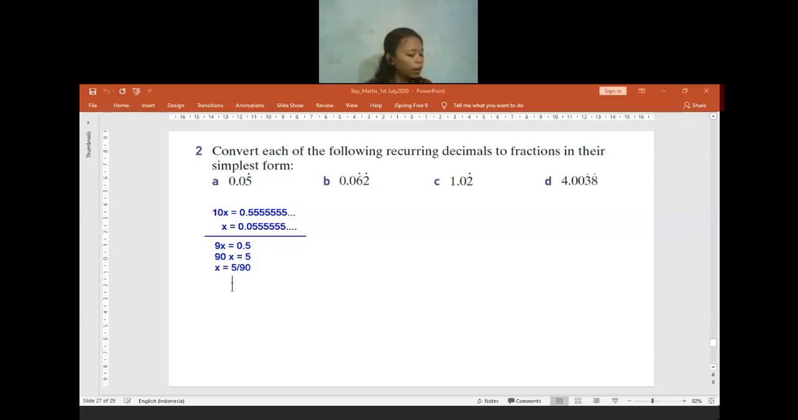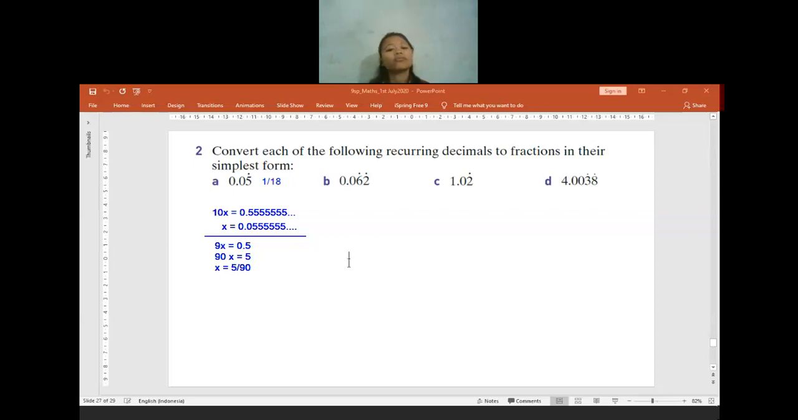Yes, I take it from your textbook, page 41. So you can write the answer in your textbook, 1 per 18. You can put any notes on your textbook. So the answer for question 2A is 1 by 18. Is there anyone who has questions, difficulties or anything?